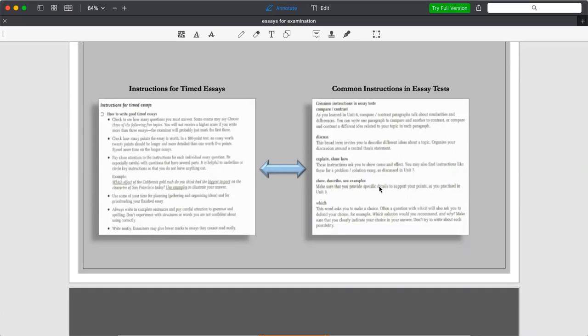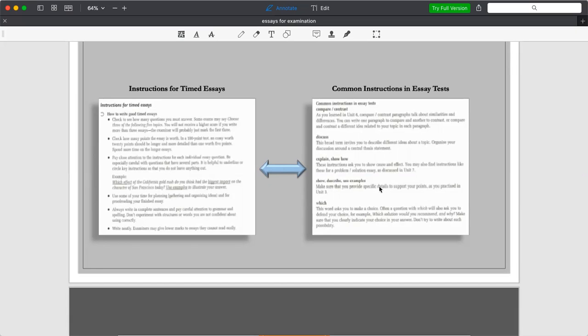Check how many points the essay is worth. In a 100-point test, an essay worth 20 points should be longer and more detailed than one worth 5 points. Spend more time on the longer essays. Pay close attention to the instructions for each individual essay question. Be especially careful with questions that have several parts. It is helpful to underline or circle key instructions so that you do not leave anything out.